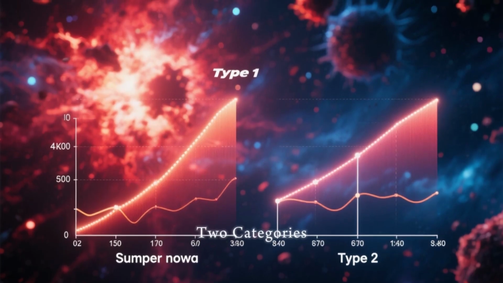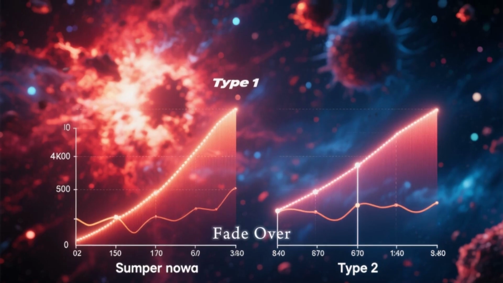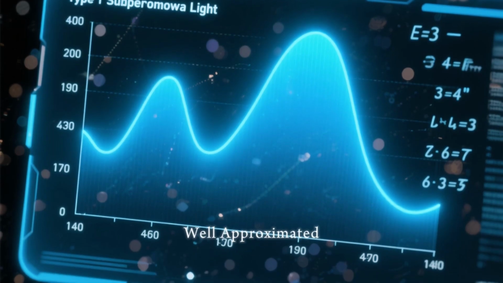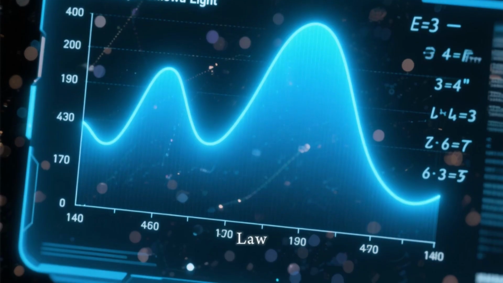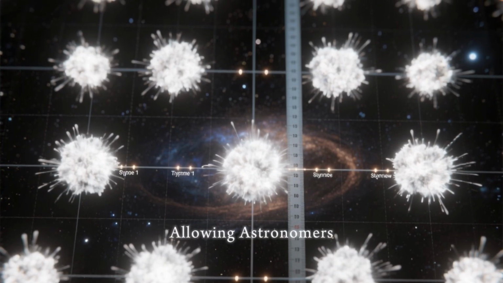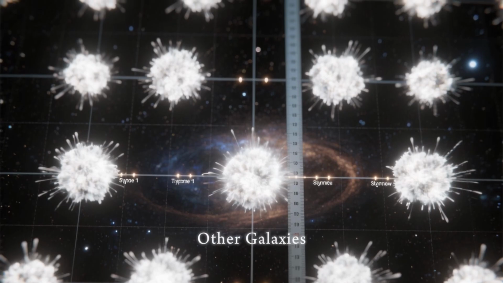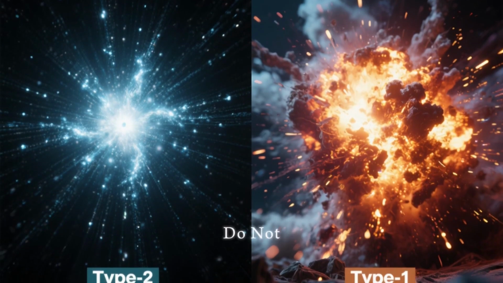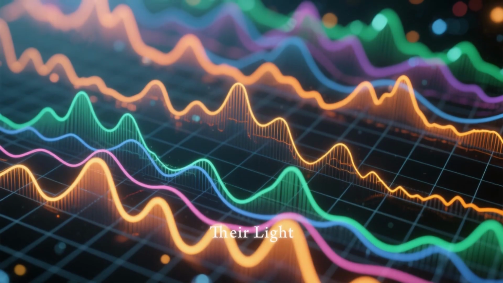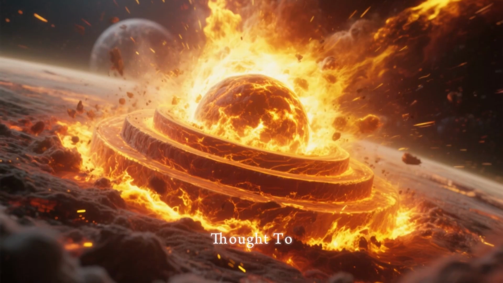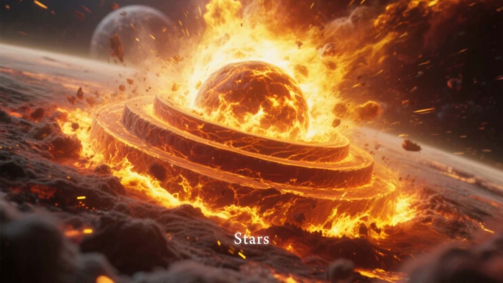Supernovae are divided into two categories based on how they fade over time. Type 1 supernovae have light curves that can be fairly well approximated by a single power law. They all look alike, and they serve as standard candles, allowing astronomers to measure distances to other galaxies. Type 2 supernovae, on the other hand, do not fit this description. Their light curves decline more slowly and have complex shapes. They are thought to be caused by the collapse of massive stars.